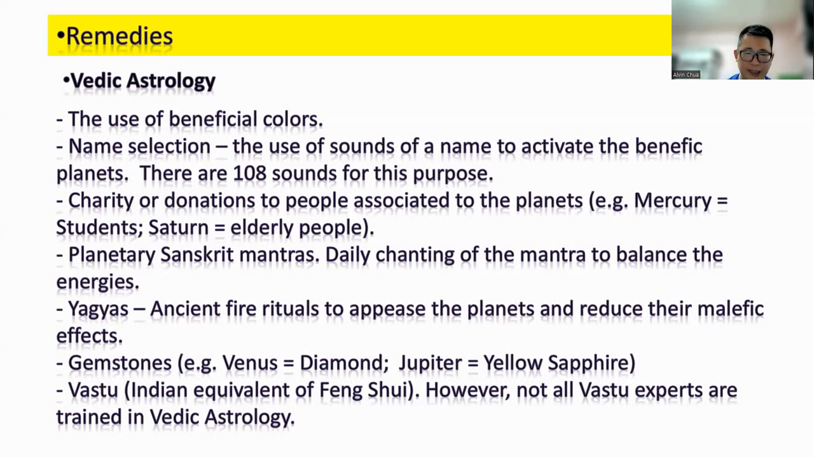Then there's also the use of gemstones. Certain stones represent the energy of certain planets. If a planet is beneficial to you, you wear the gemstone related to that planet to absorb more of that beneficial energy. For example, Venus is related to diamond, so wearing a diamond will benefit you if Venus is a good planet in the chart. Likewise, you can wear yellow sapphire if Jupiter is a good planet in your chart.